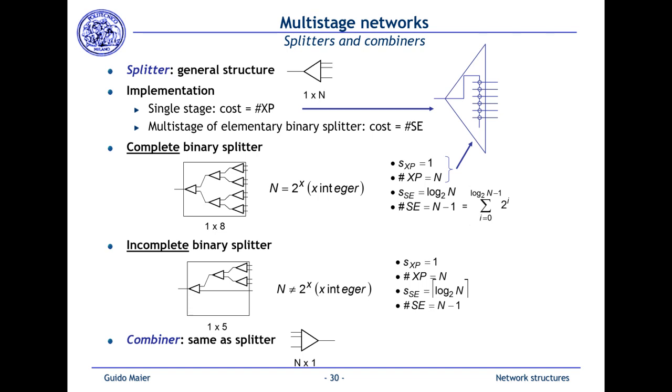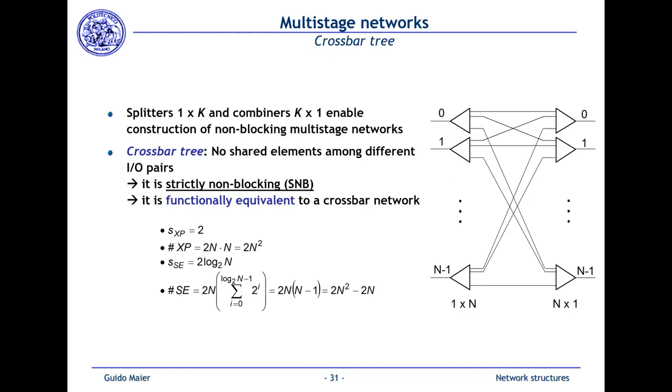Now we have described splitters and combiners as basic building blocks. How can we use them to build multi-stage architectures? The first application is the so-called crossbar tree. The crossbar tree is a network that is like that, as you can see in the picture. If we are referring to an N by N architecture, you have to use two stages, one of splitters and one of combiners. In each stage you have N splitters and N combiners, and the splitting factor and the combining factor is equal to N. So the splitters in the first stage are 1 by N, and the combiners in the last stage are N by 1.